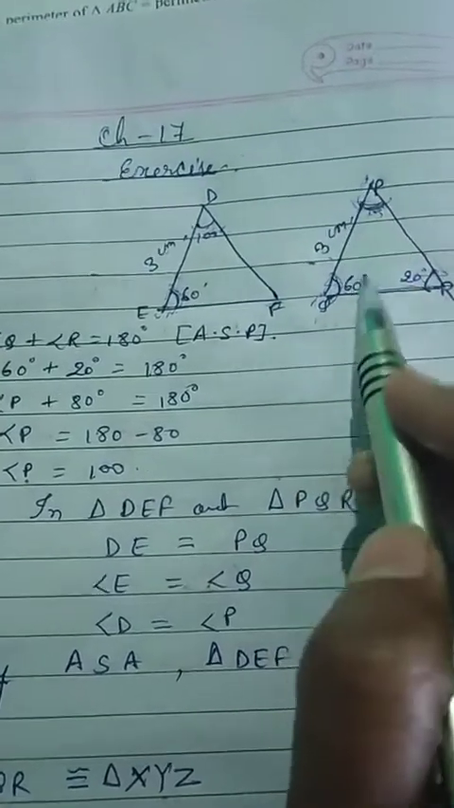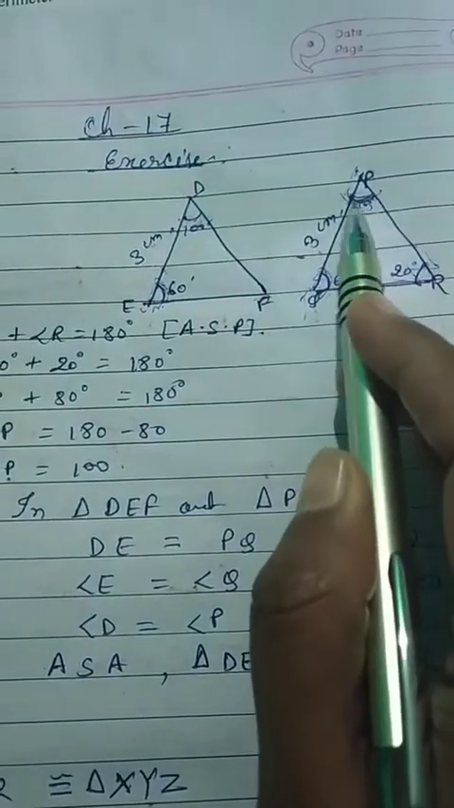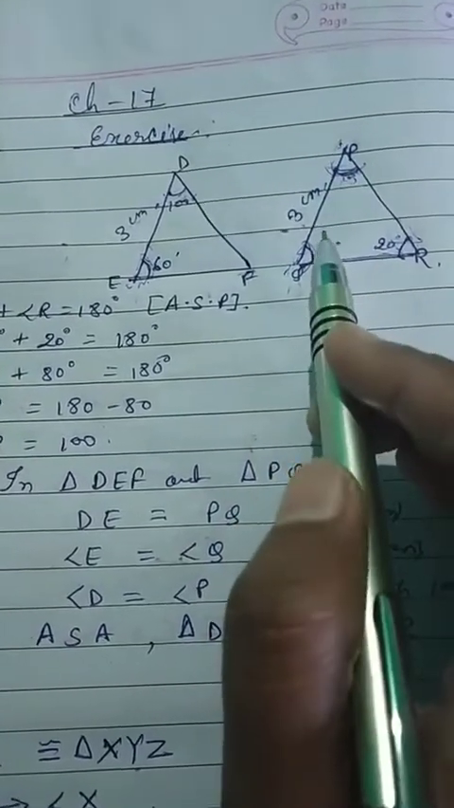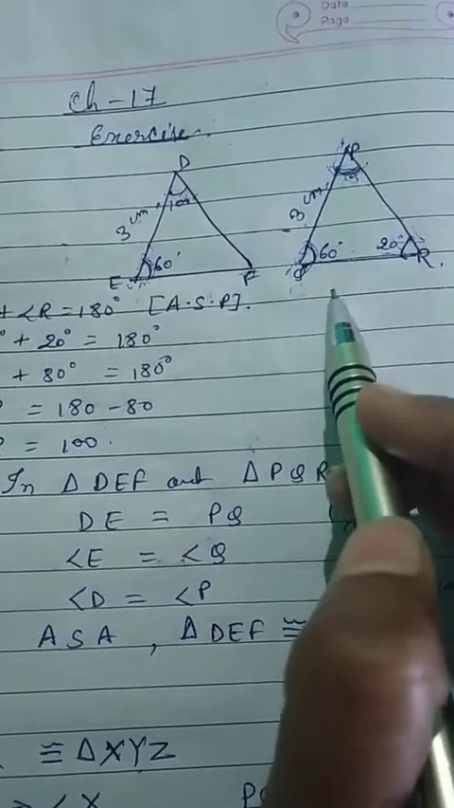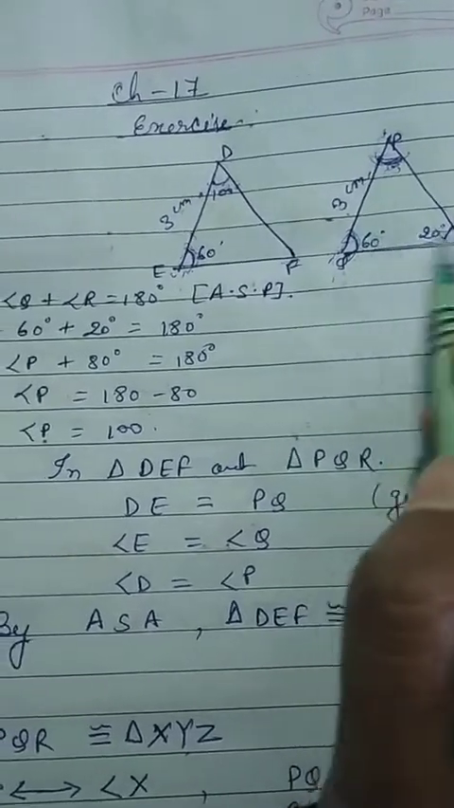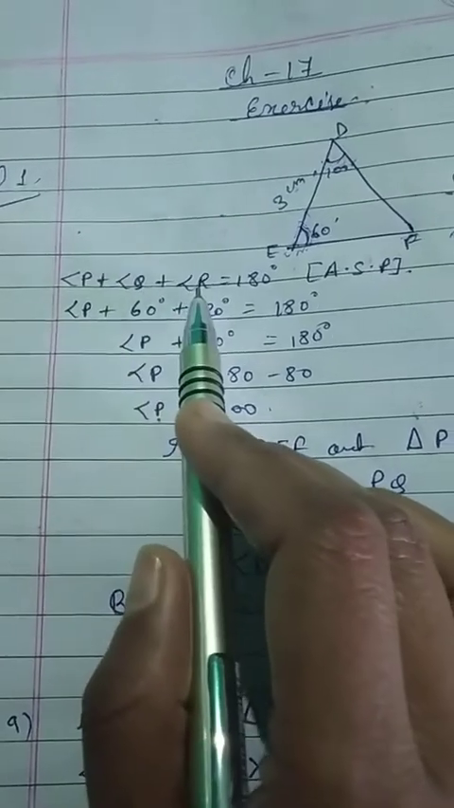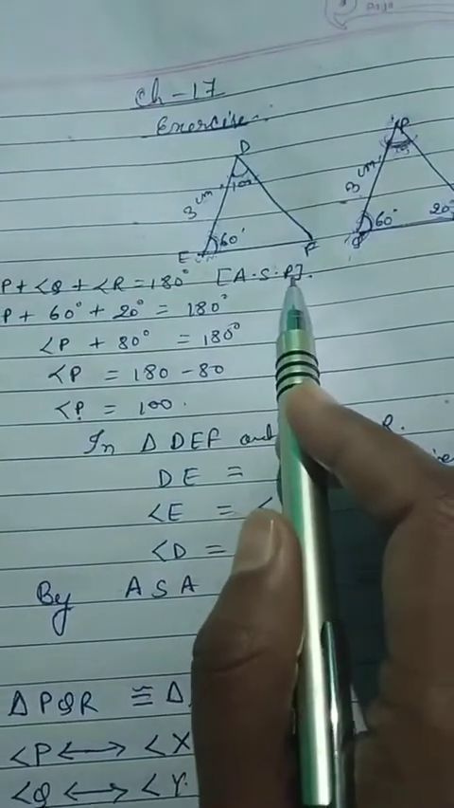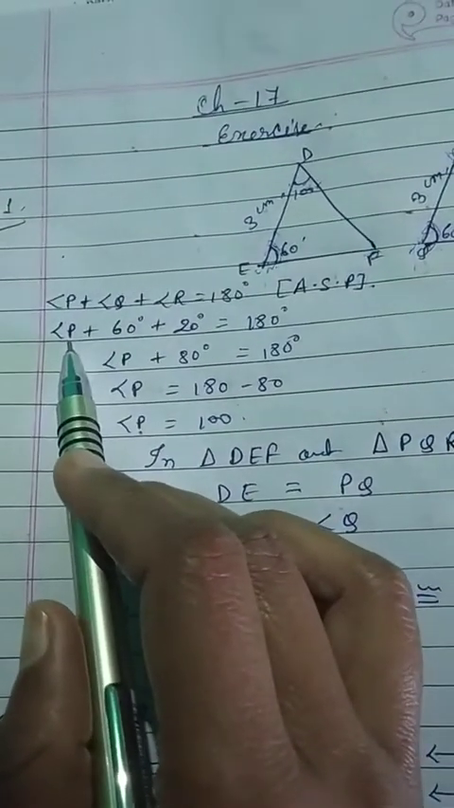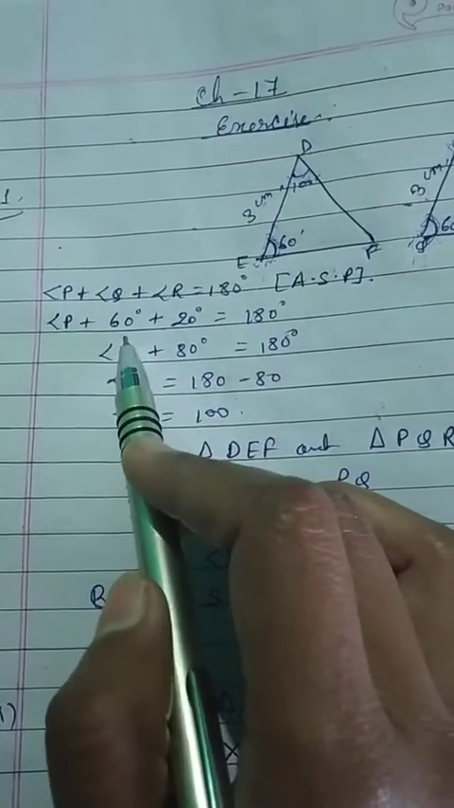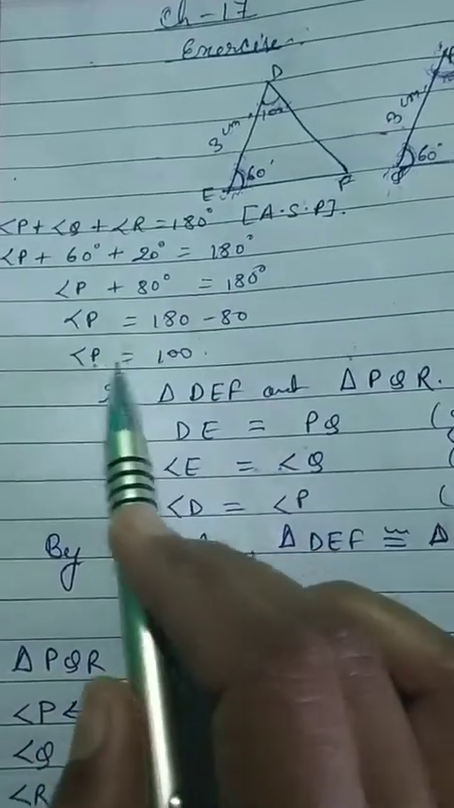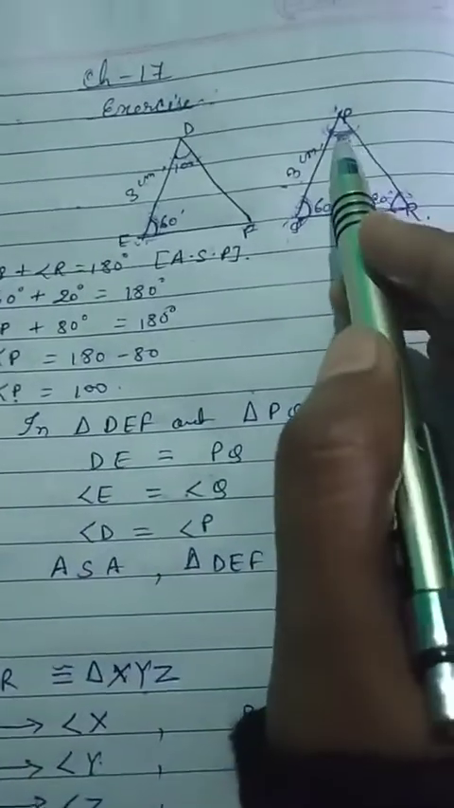So in this triangle you can see two angles are given. You can find angle P by the angle sum property because we know that the sum of all the angles of a triangle is equal to 180 degrees. So two angles you know, the third angle we can easily take out. Angle P plus angle Q plus angle R is equal to 180 degrees. Reason: angle sum property. Angle P you can find because angle Q and R are given. 60 plus 20 is 80, and 80 will go to this side. We get the value of angle P as 100 degrees.